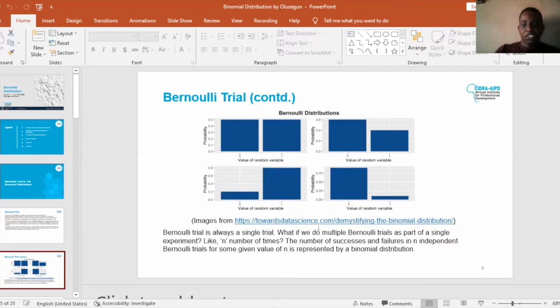So what if we do multiple Bernoulli trials as part of a single experiment, like Bernoulli trials carried out any number of times? The number of successes and failures in n independent Bernoulli trials for some given value of n is represented by a binomial distribution. So we carry out multiple Bernoulli trials n number of times. These independent Bernoulli trials can then be represented by a binomial distribution, the number of successes and failures. And that is the link between a Bernoulli trial and the binomial distribution.